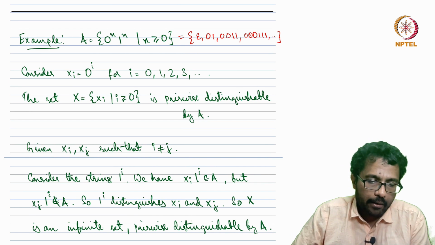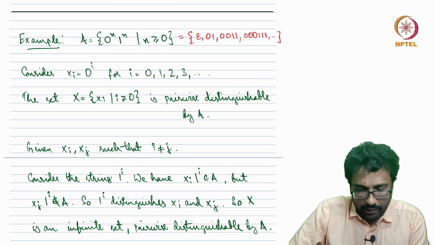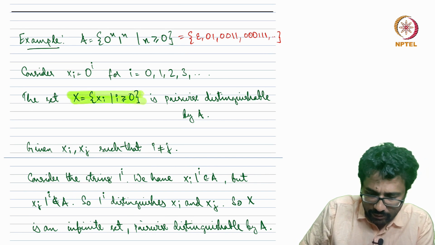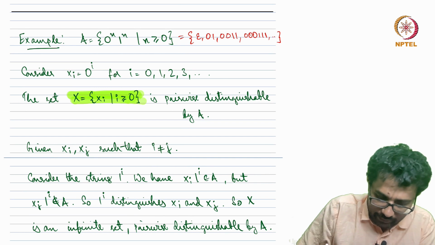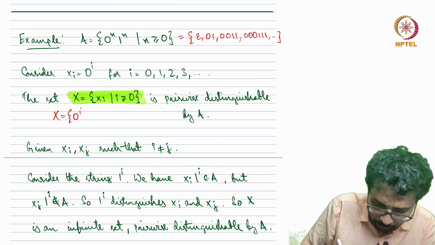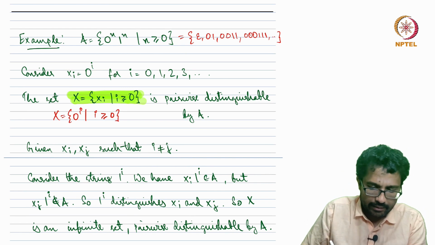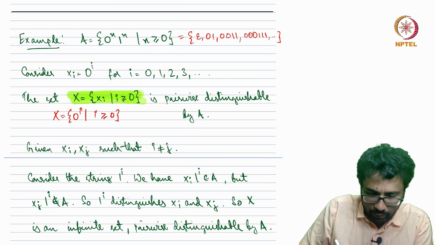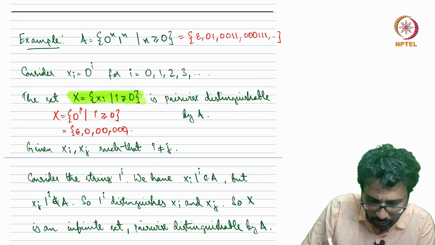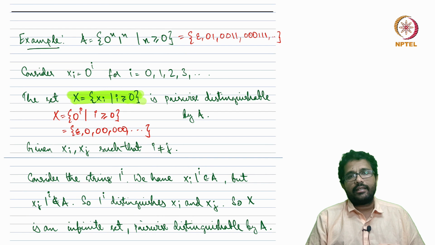So basically, to show that it's not a regular language, we need to show that the index is not finite. So consider the following set X. X consists of all xi, so maybe I'll just rewrite it here. X is basically 0 power i for all i. So it's just the empty string, followed by 0, then 0 0, then 0 0 0, and so on. Right? This is an infinite set.